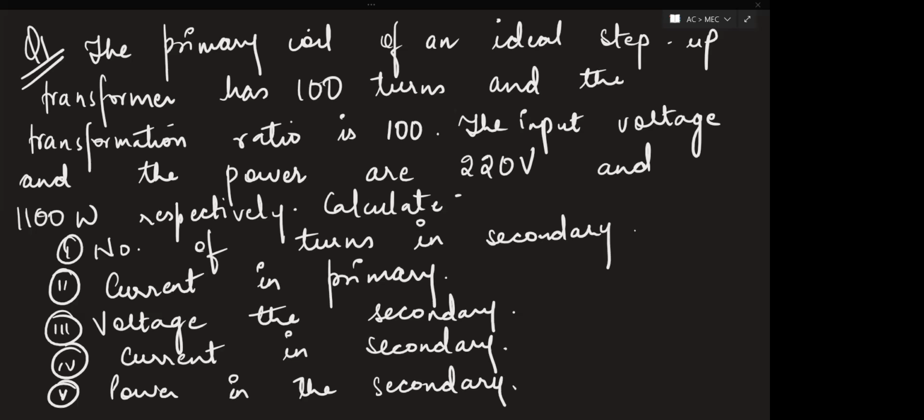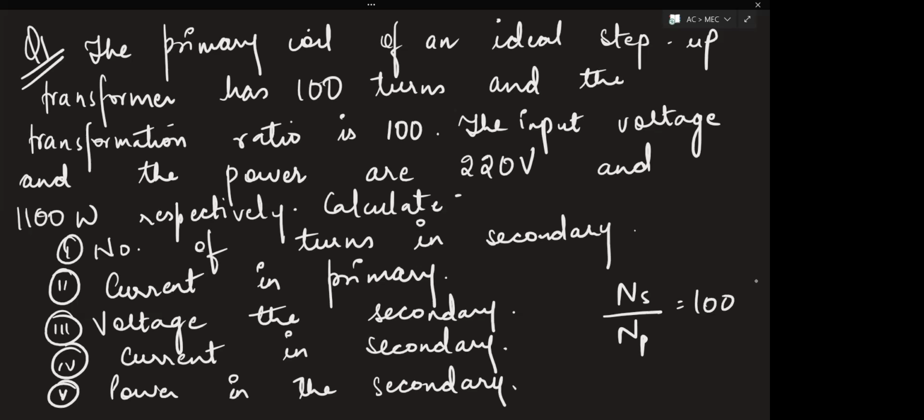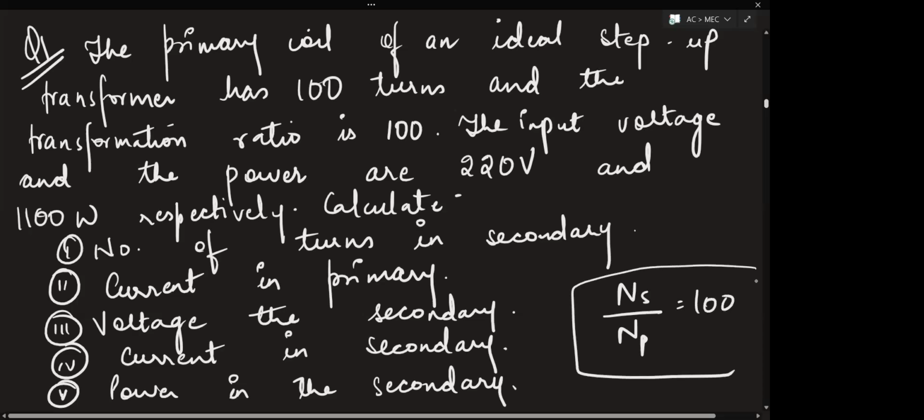See class, this transformation ratio is written now over here. Transformation ratio basically means NS divided by NP, the ratio of the number of turns of the secondary to the number of turns of the primary. This is also written as transformation ratio. Fine, so use this.